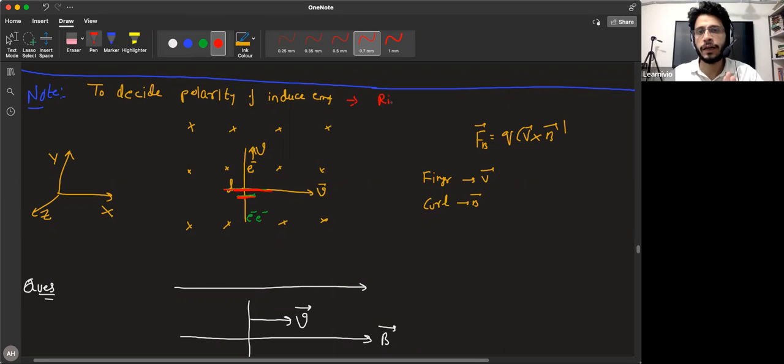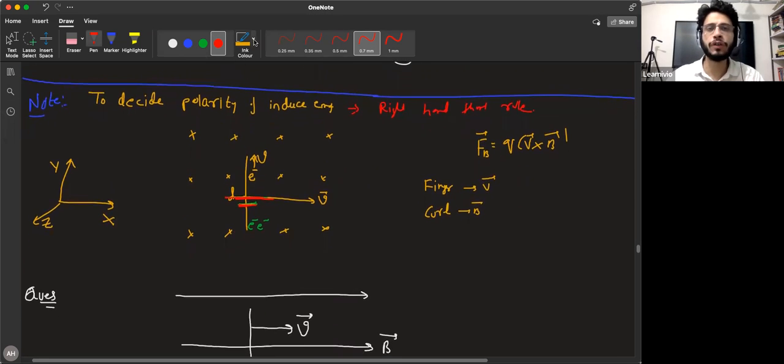Using the right-hand thumb rule. Nabil, Akshay, Uneeb, clear? Yes, sir. Okay. Now, let's just note it down, then we'll do a few questions on motional EMF. We'll wind it up.